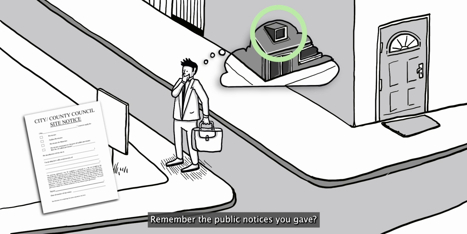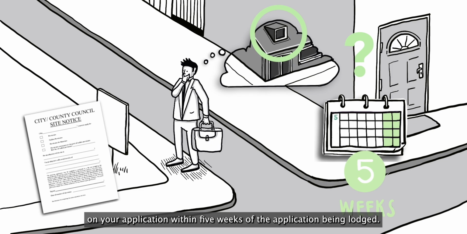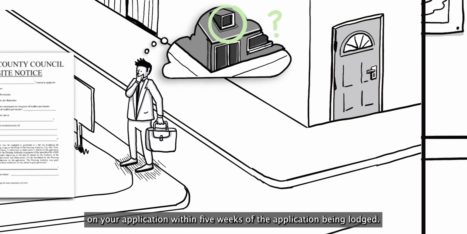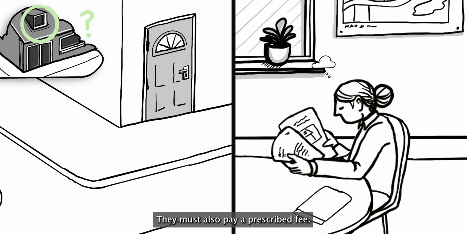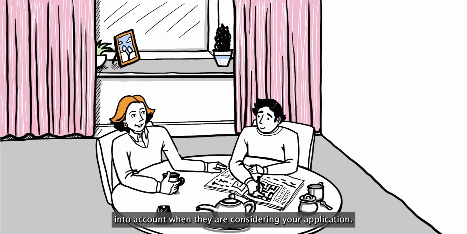Remember the public notices you gave? Members of the public may make a written submission or observation on your application within 5 weeks of the application being lodged. They must also pay a prescribed fee. The planning authority will take any submissions or observations into account when they are considering your application.